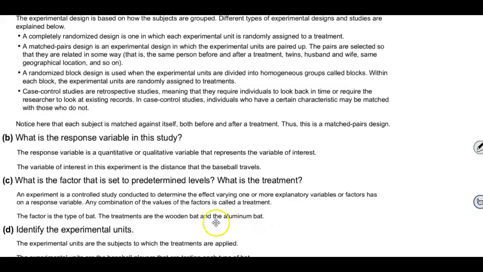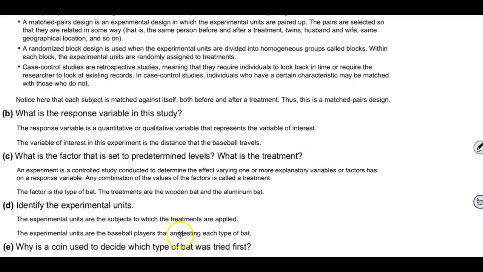Well, an experiment is a controlled study conducted to determine the effect varying one or more explanatory variables or factors has on a response variable. Any combination of the values of the factors is called a treatment. The factor is the type of bat. The treatments are the wooden bat and the aluminum bat.